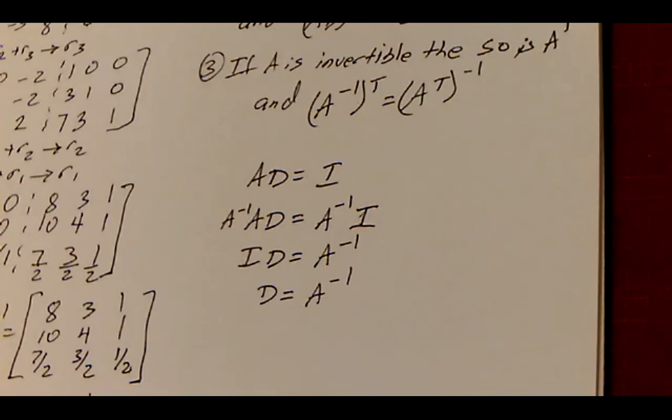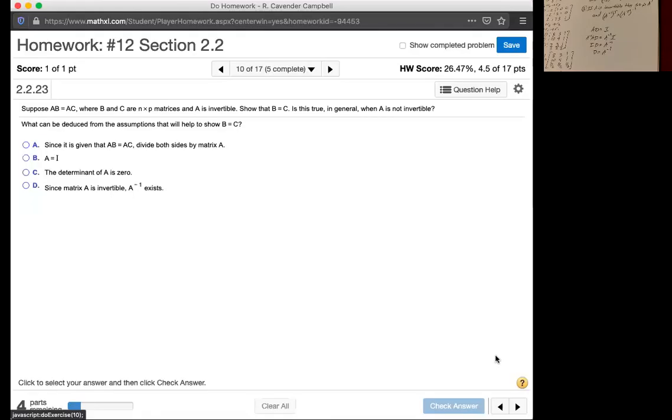Okay, so I'm going to share my screen here from this homework problem. So we can take a look at it. It gives us this setup: AB is equal to AC, where B and C are n by p matrices, and A is invertible. Show that B equals C. Is this true in general if A is not invertible? Okay, so I have this property here that A is invertible. Notice that's given.